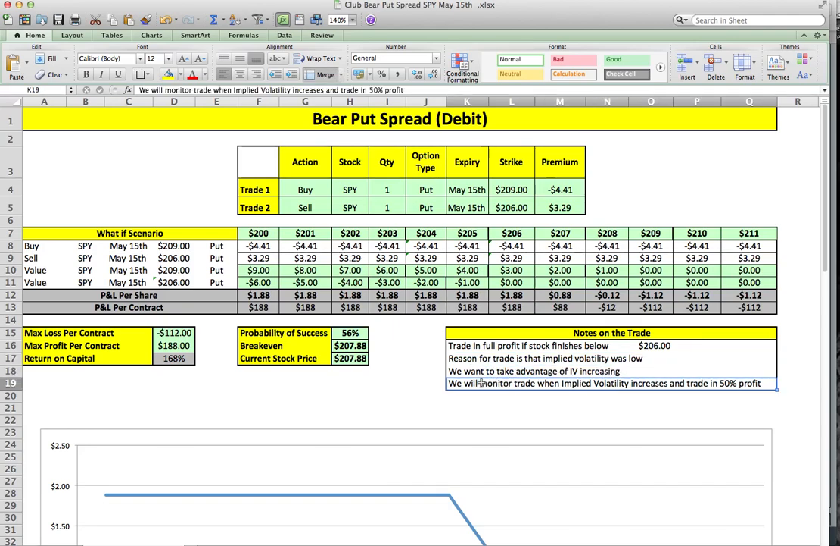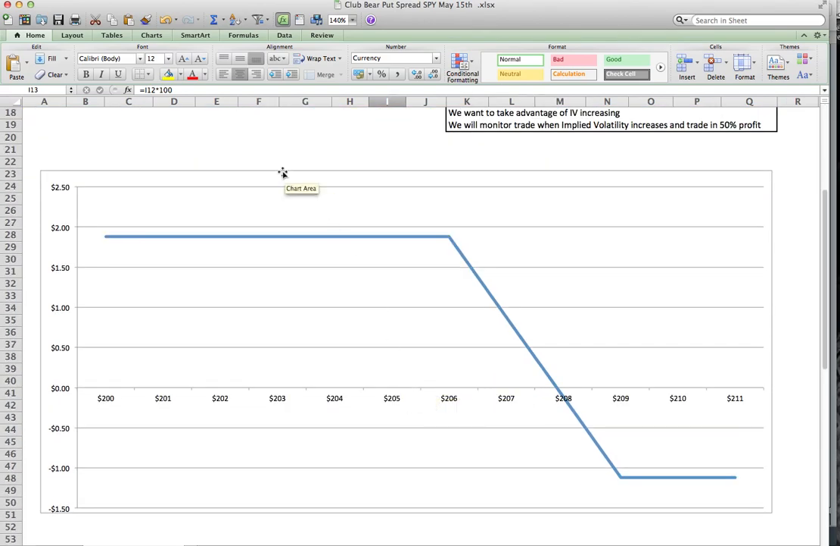Now, this is a type of trade you monitor, and normally you wouldn't let this play out all the way to expiry. You would take it off when you get to a certain level. We're looking to make a 50% profit, so our max profit here is $188. We'll probably take this off when we're at $90 of profit. The reason is, between now and May the 15th, we reckon there's a good chance of implied volatility spiking at some stage, and that's probably the best time to start looking at taking these trades off for a profit.